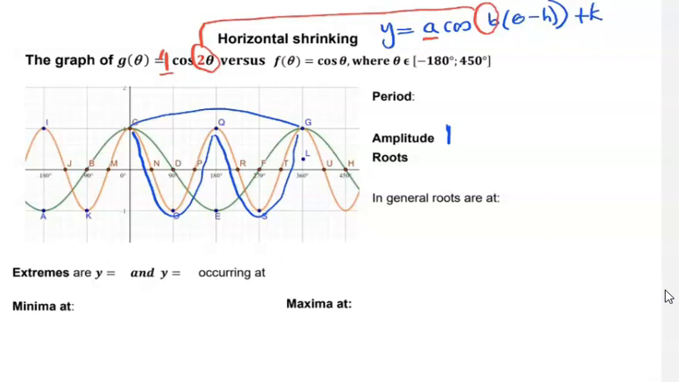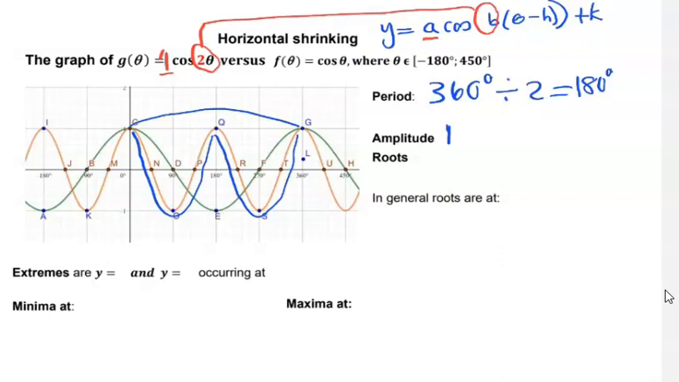So in this case, our period will be 360 degrees divided by 2, because it is a shorter period, which just gives us 180 degrees. If we look at the roots, then we see that we have more roots now. So we have intercepts now at J, at M, at N, at P, at R, at T, at U, whereas we have fewer intercepts for cos of theta.